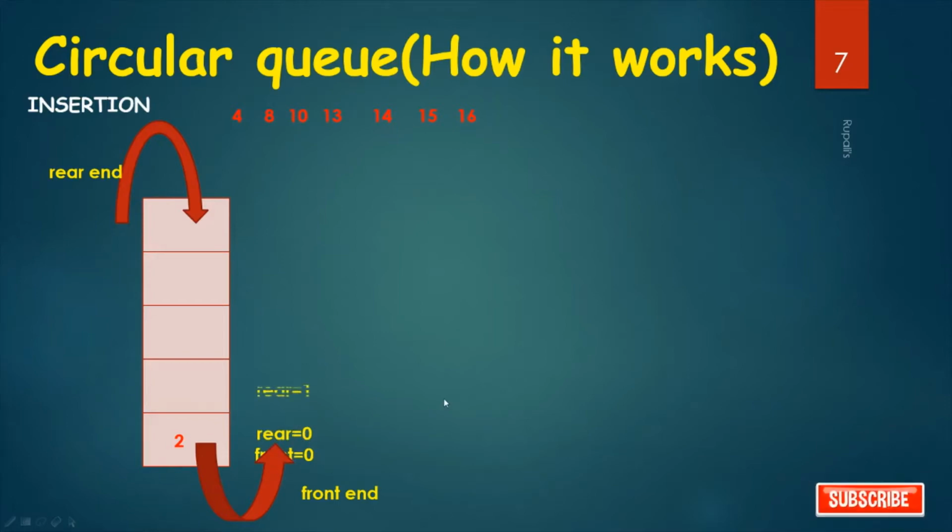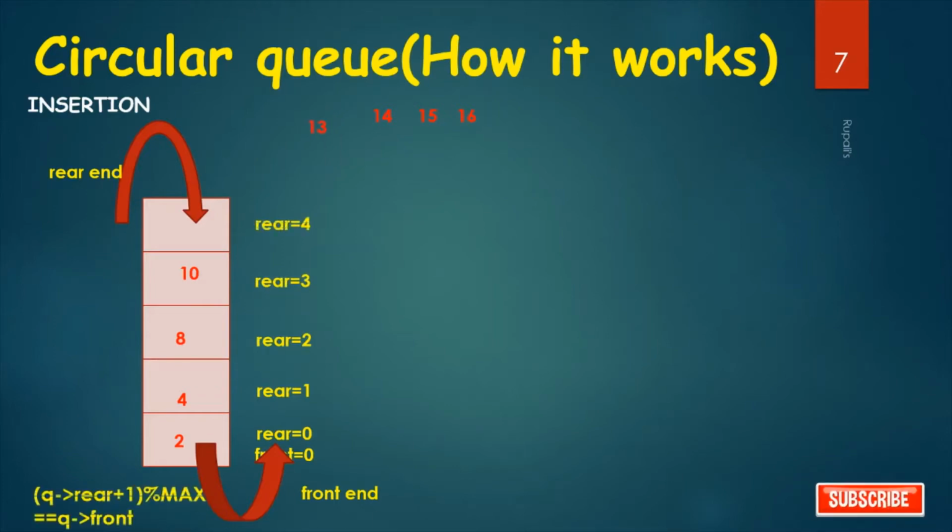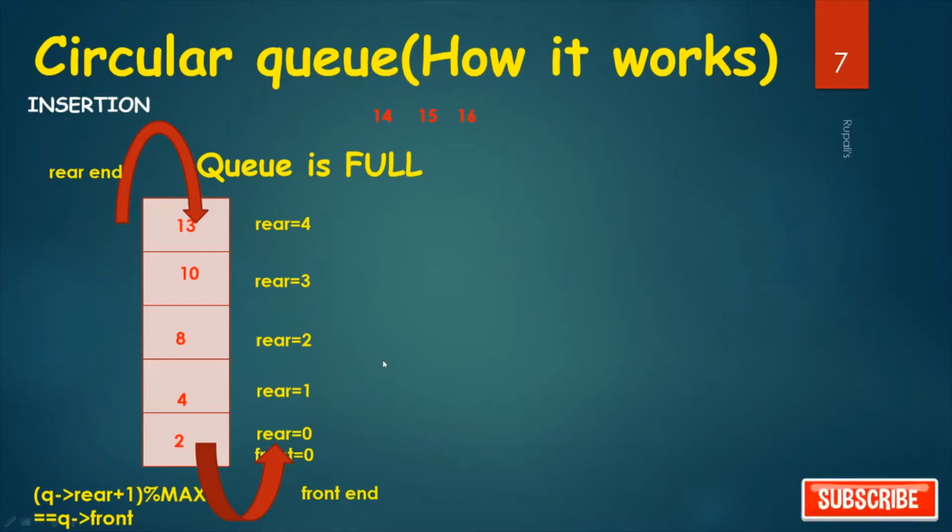Now increase rear and insert the element. Increase rear, insert the element. Increase rear, insert the element. Increase rear and insert the element. In this case, now the queue is full. So what is the condition for full? If rear plus 1 mod max equals queue front, then we can say that the queue is full.